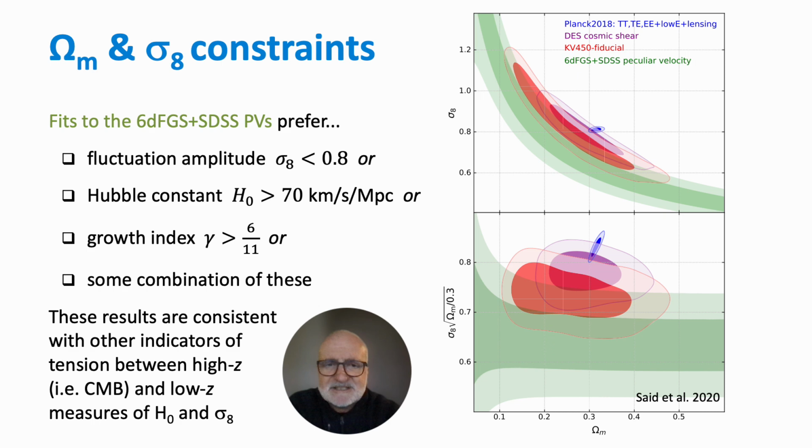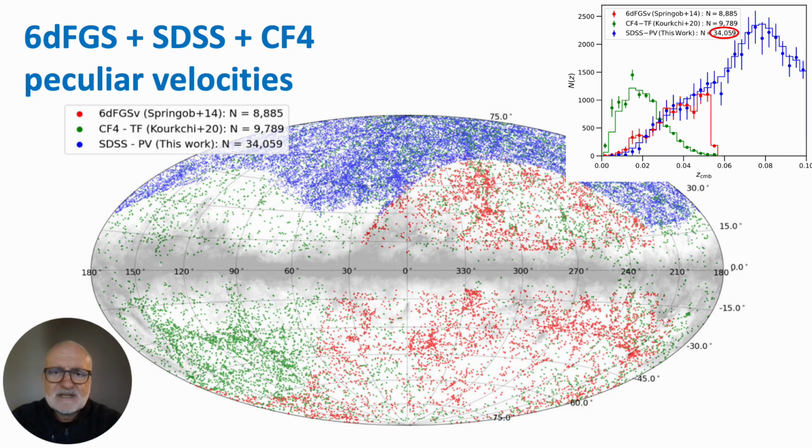These results are consistent with other indicators of tension between high redshift, that is to say CMB, and low redshift measures of H0 and sigma 8. Subsequently, we have extended the SDSS peculiar velocity sample limit from 15,000 km per second to 30,000 km per second.